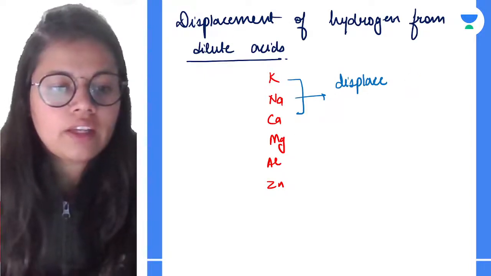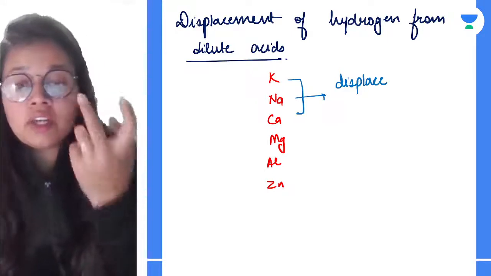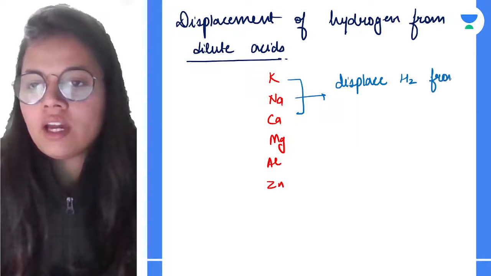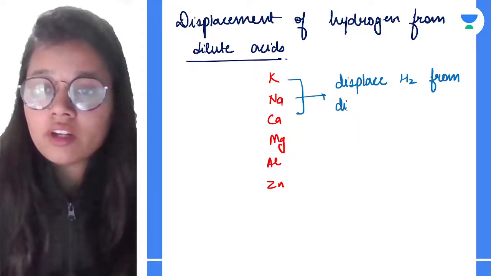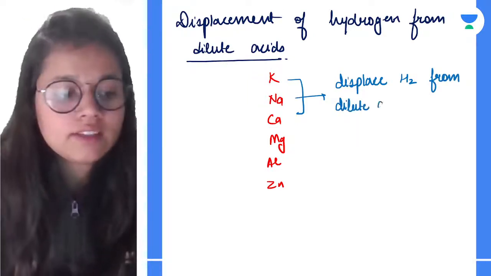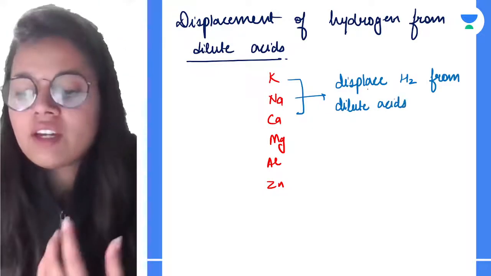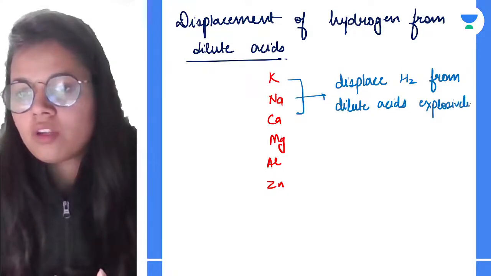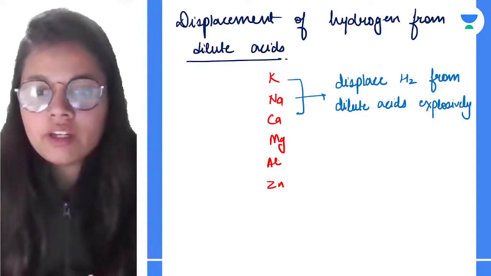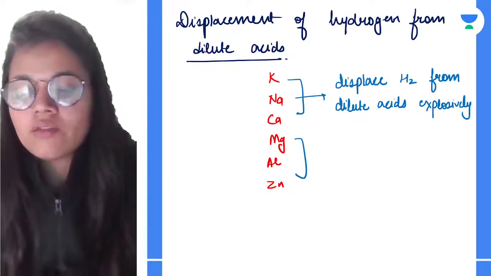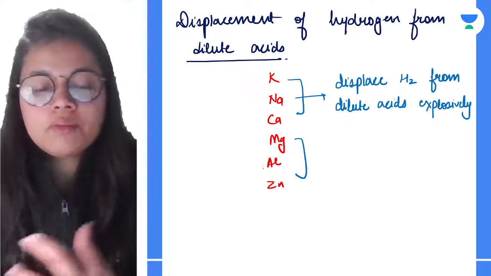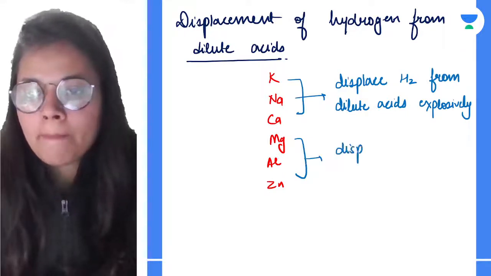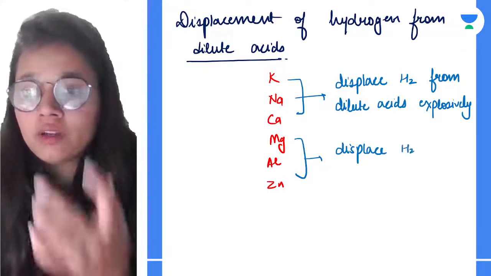Yeah, so the very reactive metals, which are potassium, calcium or sodium, displace hydrogen from the dilute acids such as hydrochloric acid or sulfuric acid in a very vigorous, very explosive form. If I talk about the moderate metals, for example magnesium, aluminum, zinc, which are moderately reactive, they also displace hydrogen from the dilute acids.